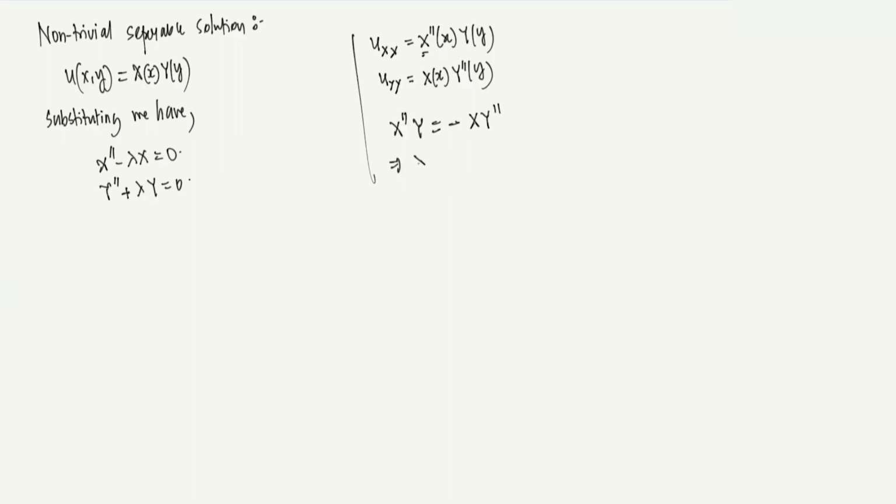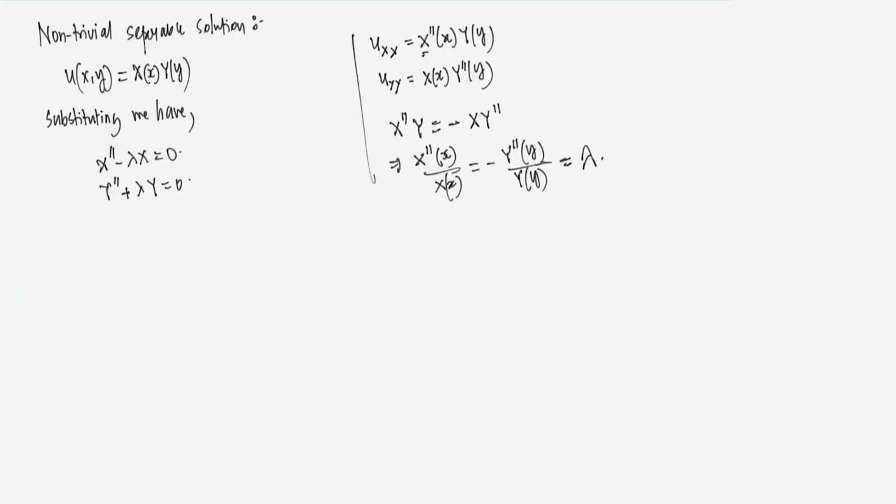So what does that say? It says that X double prime, which is a function of x, divided by X, is nothing but minus Y double prime, which is a function of y, divided by Y, right? And you see, this is equal to some parameter lambda. So basically a constant lambda. One second, this is a small mistake here, because we are saying that a function of x is equal to a function of y. And that is only true if they are basically constant. Otherwise, it can't work, right? Okay. So it is basically lambda.